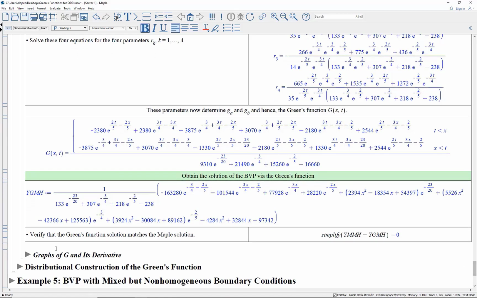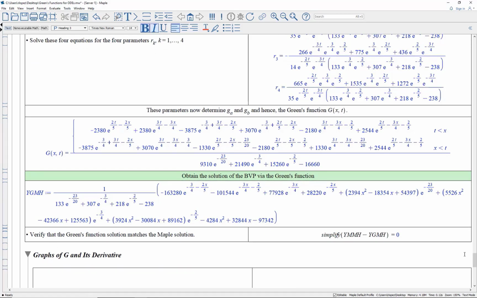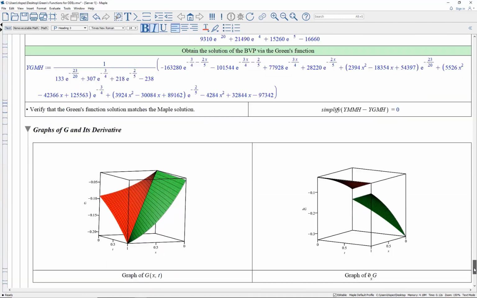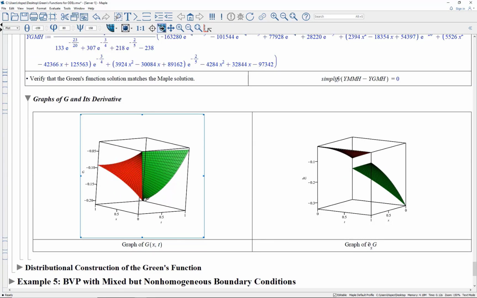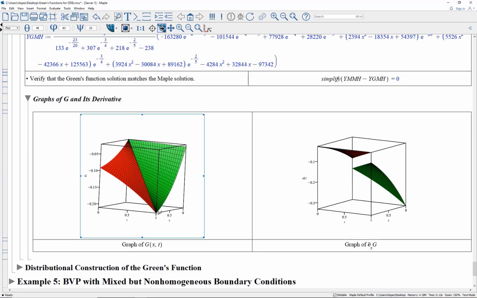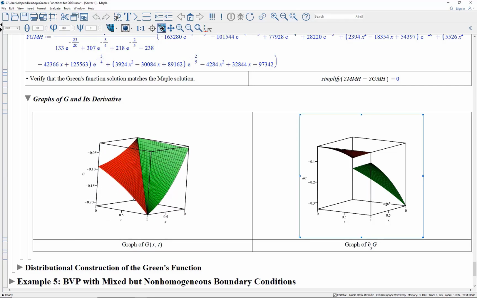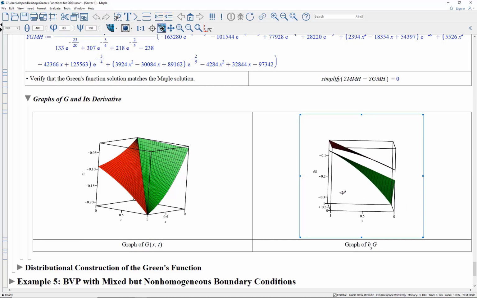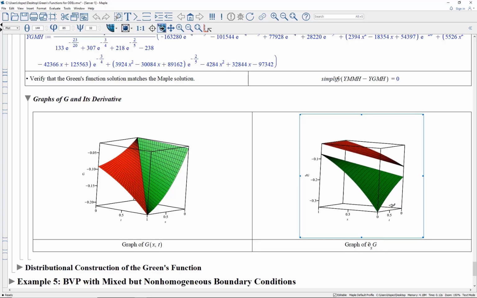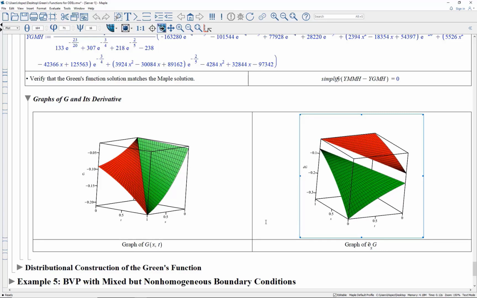Let's take a quick look at the graphs of G and its derivative. The graph shows that G is continuous across the line x equals t. The derivative has a jump of 1 over A0 across that same line, the way it should.